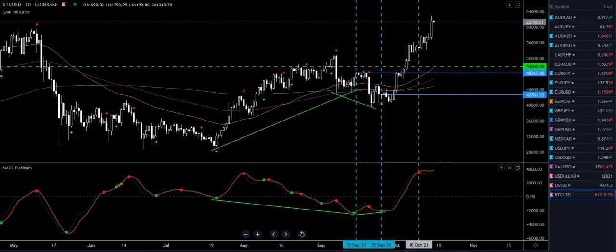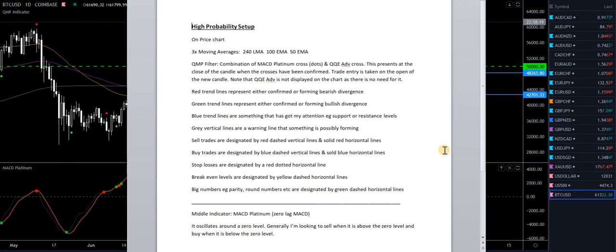Let's bring up that Word document in case you missed it or wondering what a certain colour line was. Have a look at that, have a read of that.